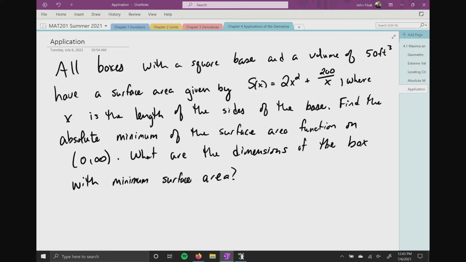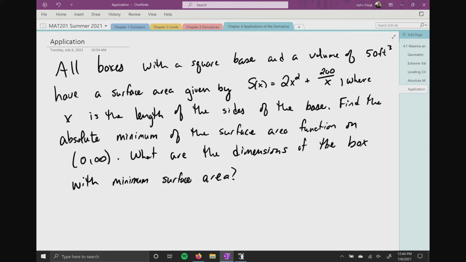The problem I have for us is just a simple box problem. So I'll just go ahead and read it. All boxes with a square base and a volume of 50 cubic feet have a surface area given by the equation S of x equals 2x squared plus 200 divided by x, where x is the length of the sides of the base. Find the absolute minimum of the surface area function on the interval 0 to infinity. And then what are the dimensions of the box with minimum surface area?